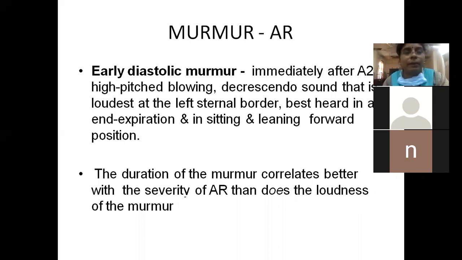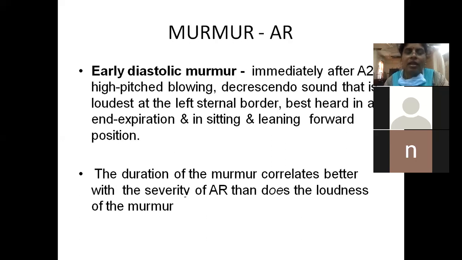In aortic regurgitation, an early diastolic murmur is audible immediately after the second heart sound. It is a high-pitched blowing murmur of decrescendo nature. Decrescendo means there is high intensity immediately after A2, then the intensity gradually decreases up to mid-diastole or late diastole. It is most audible in the sitting, leaning forward position with the diaphragm of the stethoscope, and loudest at the left sternal border.